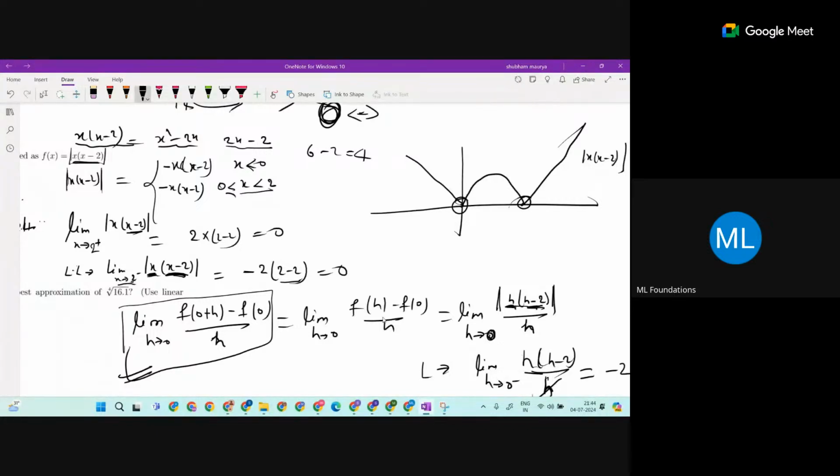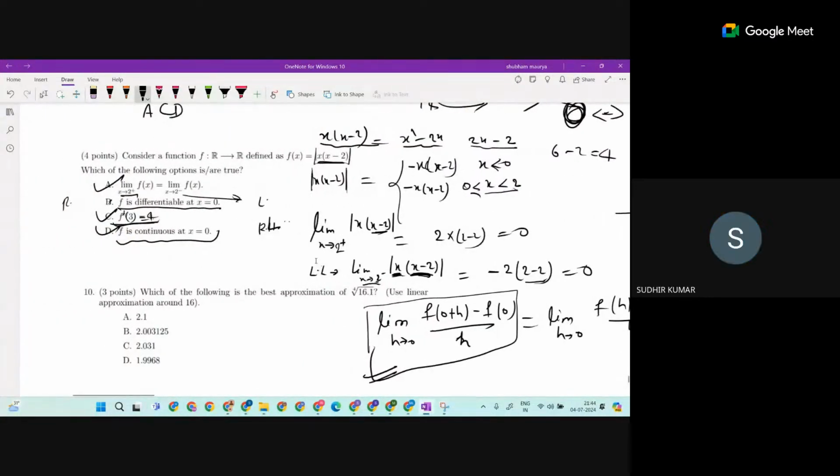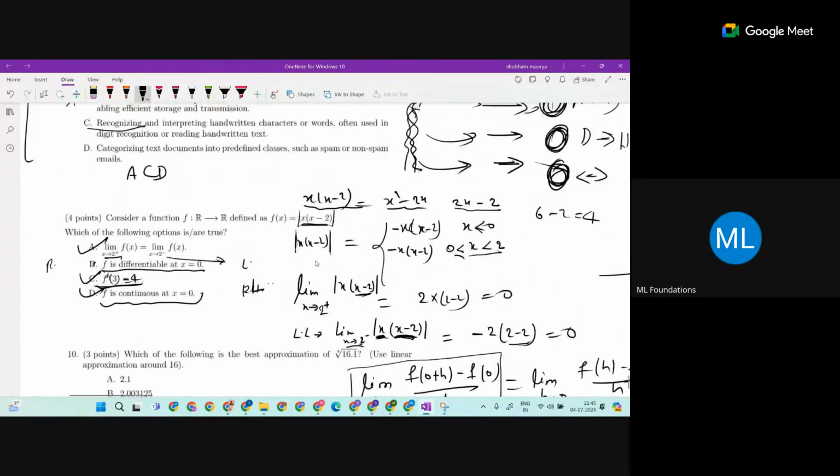So by this way we can choose the options. At 0 also, yes, at 0 only. Here the problem is at the critical points, 0 and 2. So this is 0 and this is 2. Okay, so this is one.